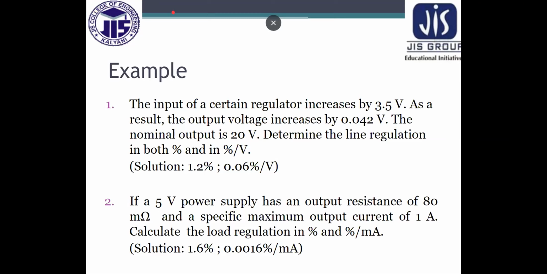So I hope you have written down the two examples. If you can solve them, you can share your answer in the comment section, and if you cannot, no problem. We will solve these in our next class.